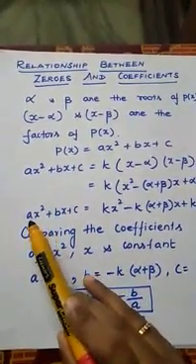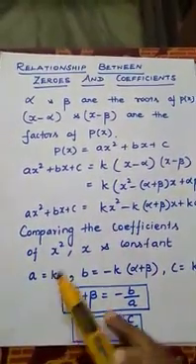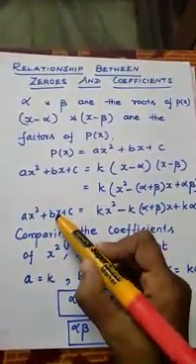x square LHS value is a only. x square RHS value is k. So a is equal to k. Next, equate the x value in LHS and RHS. What is the coefficient of x value?